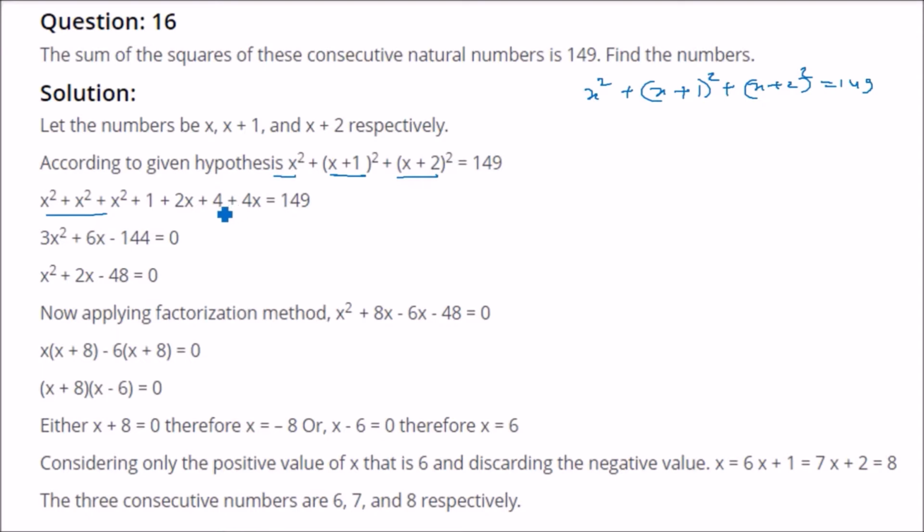So this will be 3x square. 2x plus 4x is 6x. Bring 149 here. It will be 1 plus 4, 5. So 5 minus 149 will be minus 144. Now divide the whole equation by 3. You get x square plus 2x minus 48. Now 6 8s are 48.